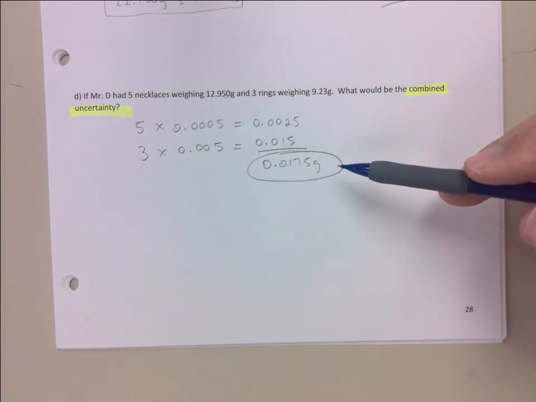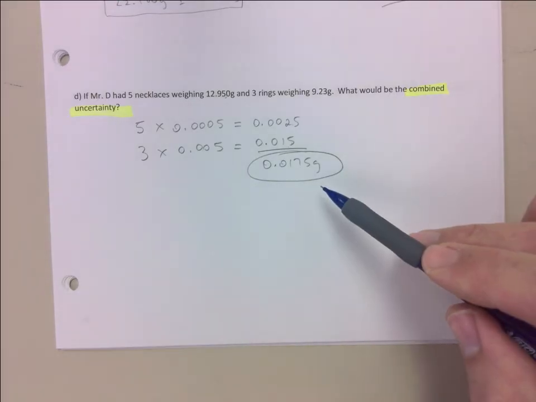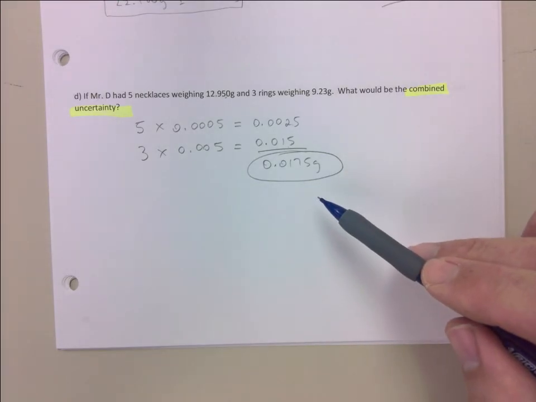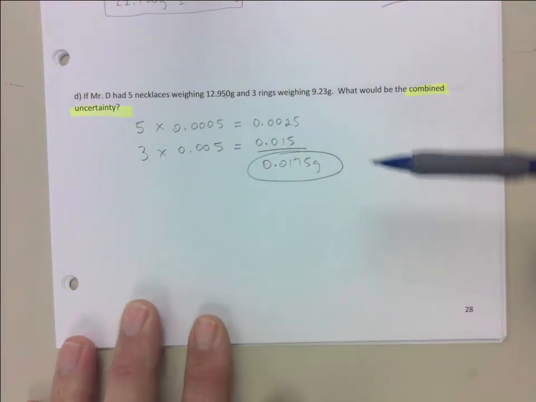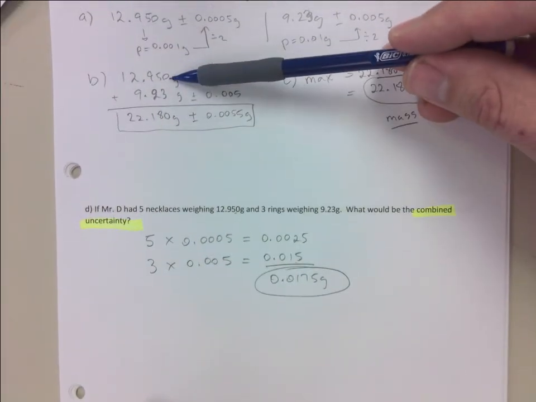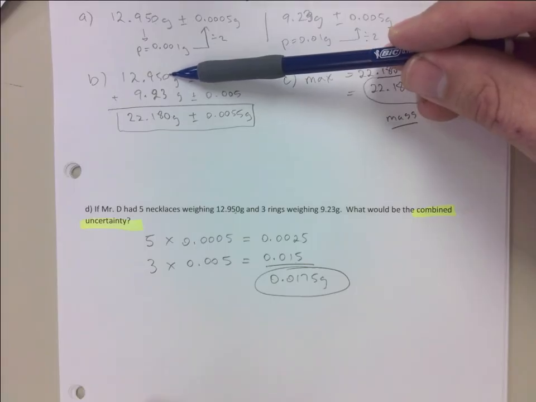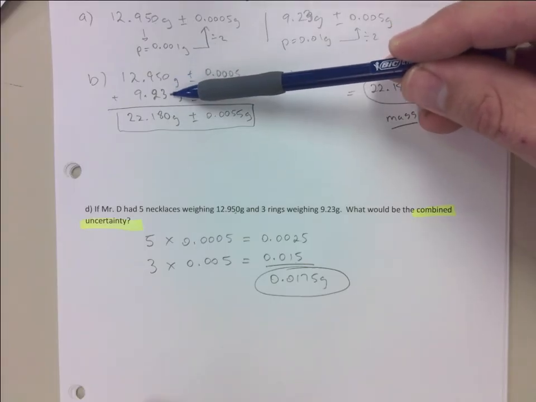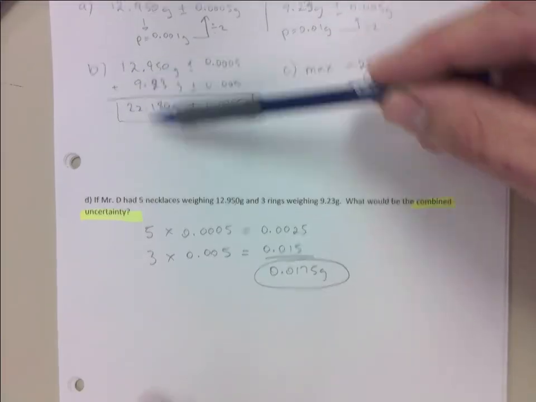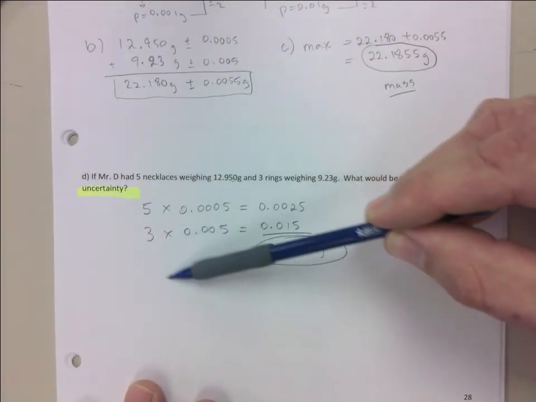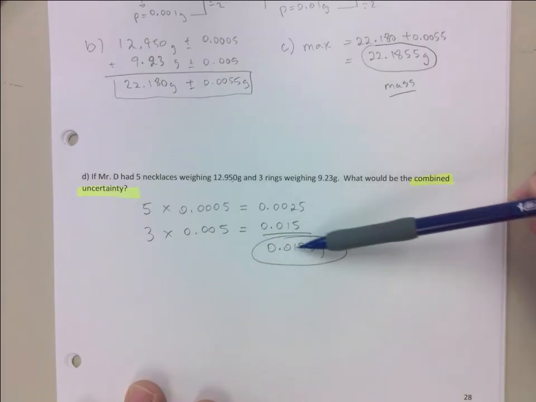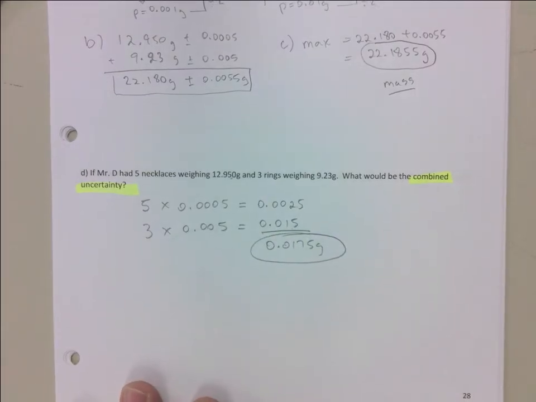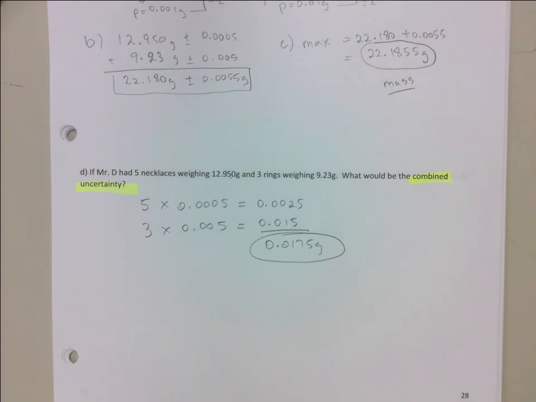If it asks what's the combined weight and the combined uncertainty, right? Like if it says it that way, you would have had to obviously multiply, right? Go 5 times the weight of a necklace, 3 times the weight of a ring, and add that up as well. So there'll be another number in front of it, plus or minus the combined uncertainty, right? So be ready for something like that.